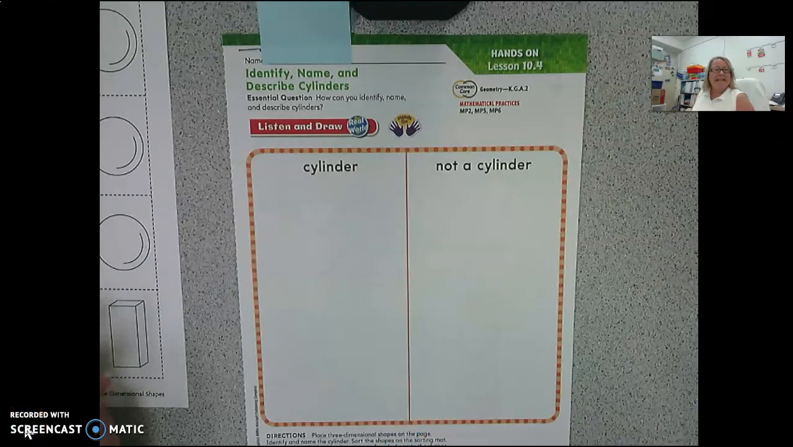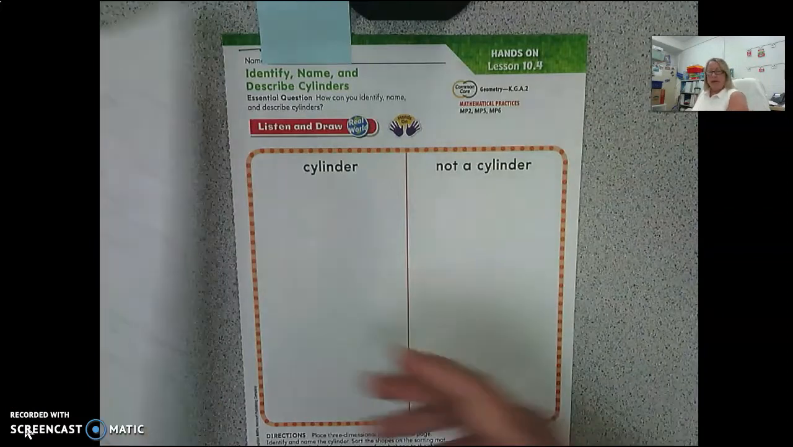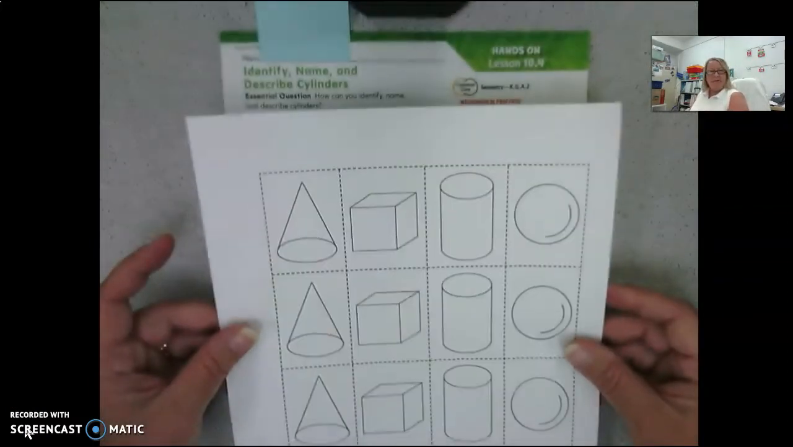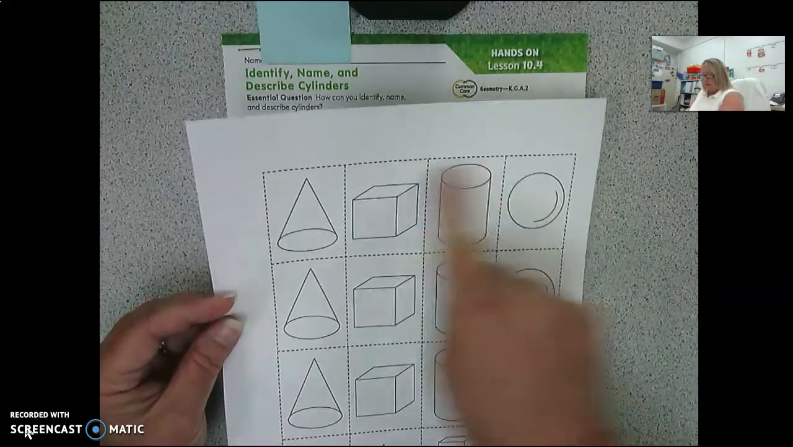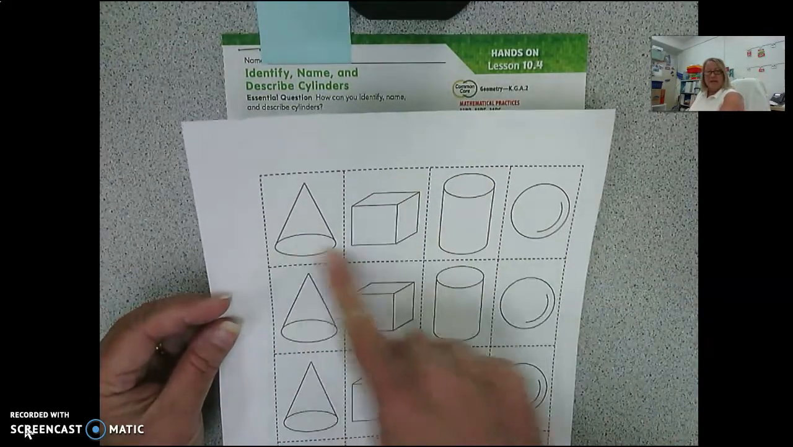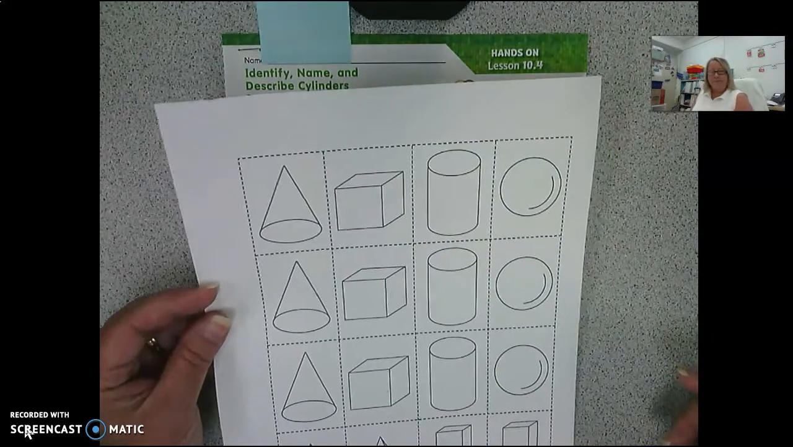Hi, in today's lesson we are going to be working on the cylinder. Before we start, you guys should have this paper, and if not, that's okay. You can draw them later. I want you to cut out just one of these sections, okay, before we start.